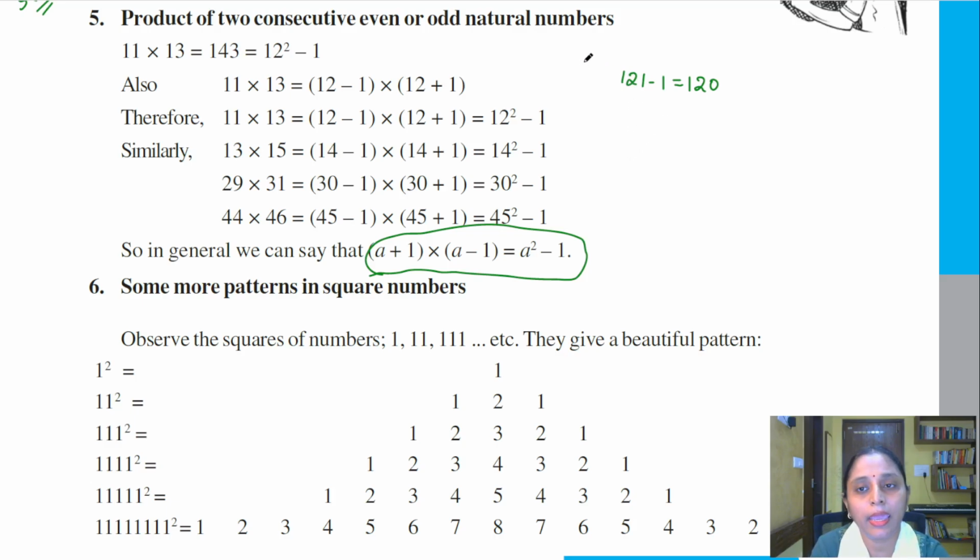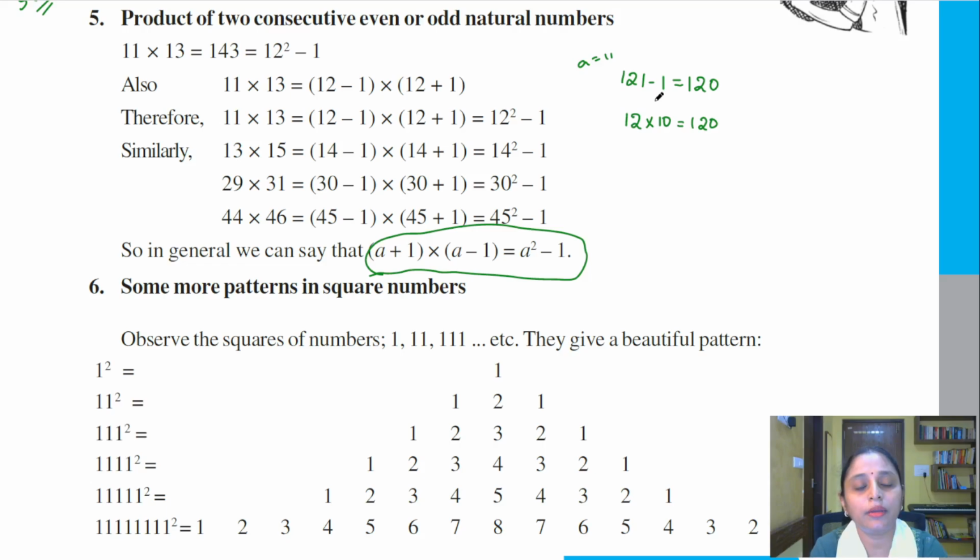Now, here a is 11, right? So, what is a plus 1? A plus 1 is 12 and a minus 1 is 10. So, these are the two consecutive even numbers whose product is going to give me 120, which is one less than a perfect square, which is 11 square, right?